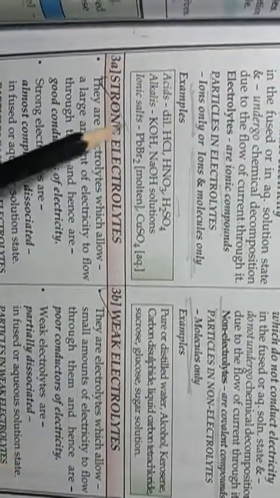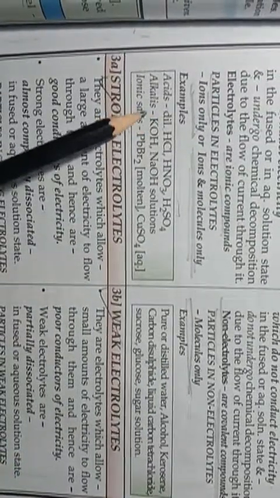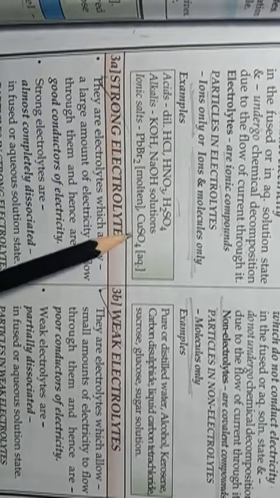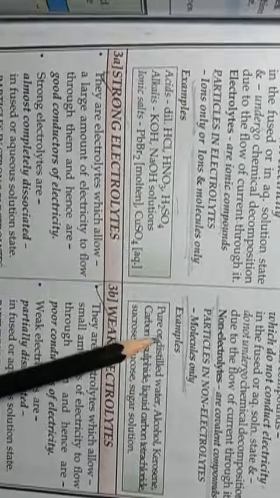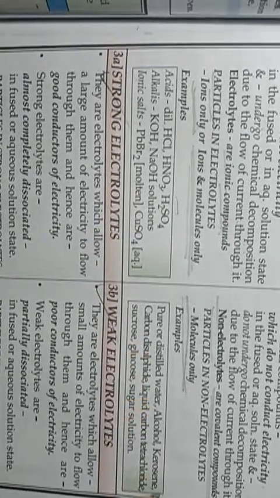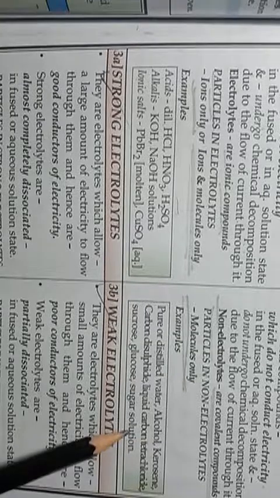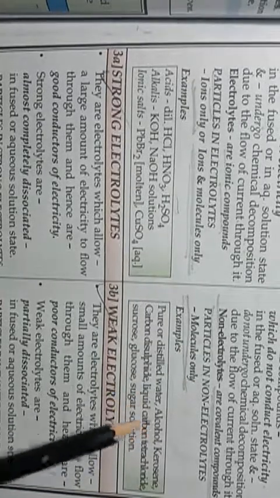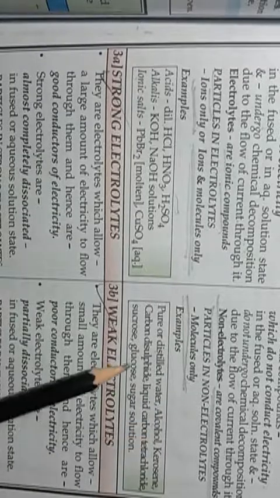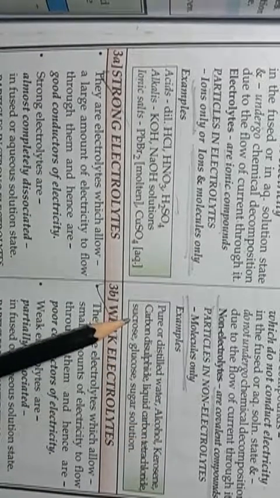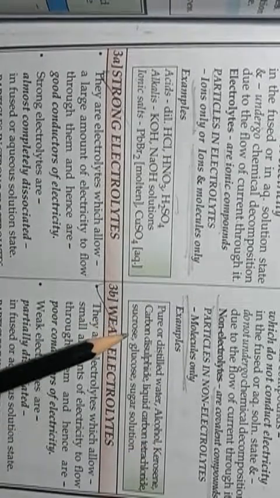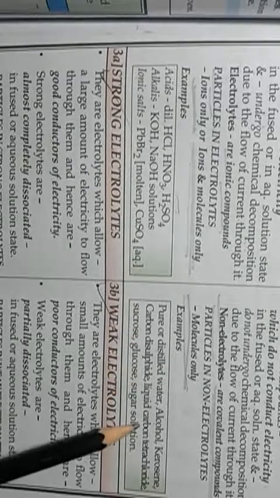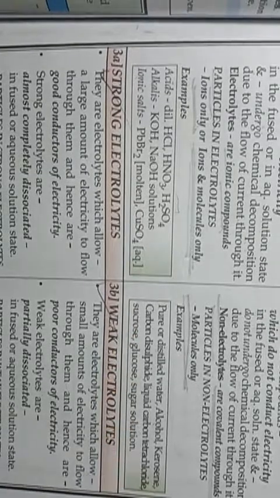Examples of electrolytes: mineral acids, alkalis like KOH, NaOH, and ionic salts like lead bromide, copper sulfate. And non-electrolytes: all organic compounds. All organic compounds are non-electrolytes. Alcohol is an organic compound. Glucose, organic compound. Sucrose, organic compound. These are all non-electrolytes. And a few inorganic compounds like carbon disulfide and liquid carbon tetrachloride are also non-electrolytes.